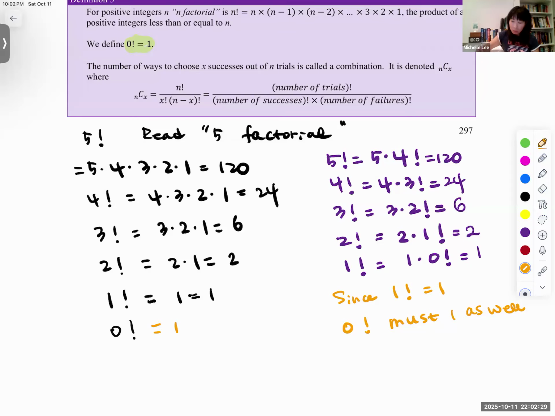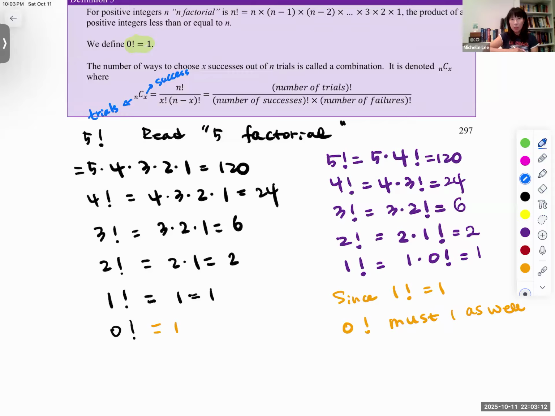So combination, we're going back to combination. We have a number of ways to choose x successes out of n trials. So this is the trials, sample size, sample space, and x successes, right? Choose x successes. Then we have n factorial divided by x factorial times (n minus x) factorial. Yeah?